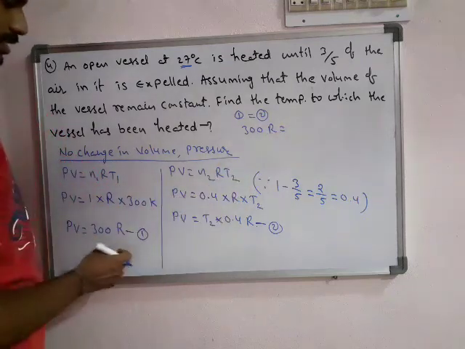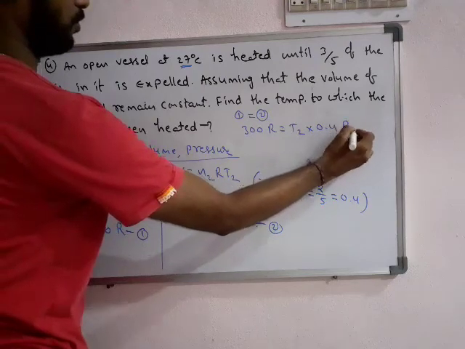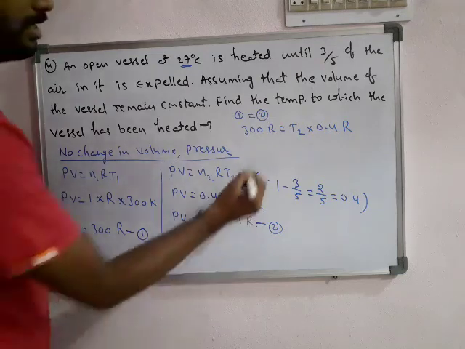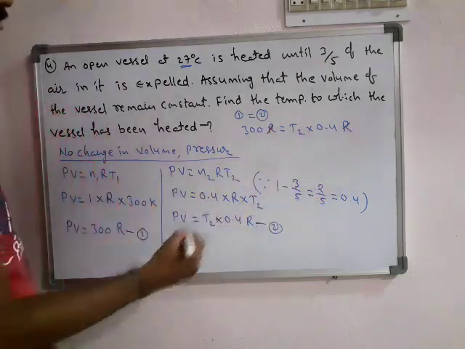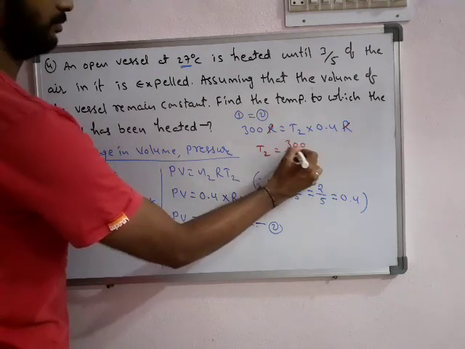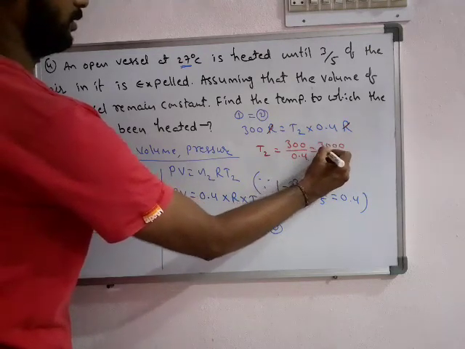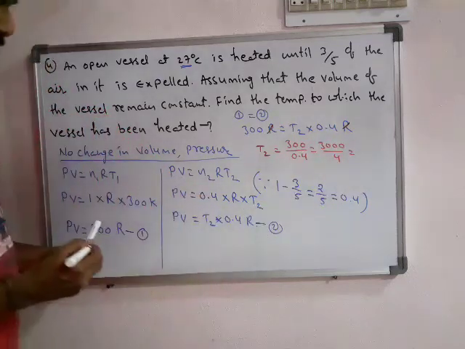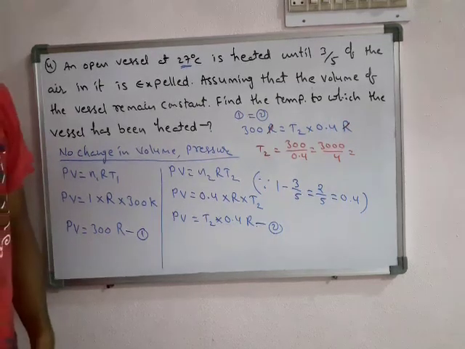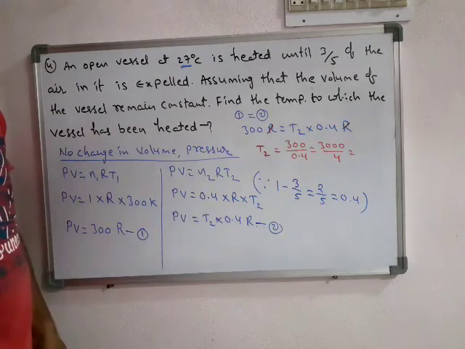So by equalizing these two, 300 R is equal to T2 into 0.4 R. So which values get cancelled? R gets cancelled. So what is the T2? 300 by 0.4. So here finally approximately we will get, what is the temperature? Nearly 750 Kelvin. Okay.